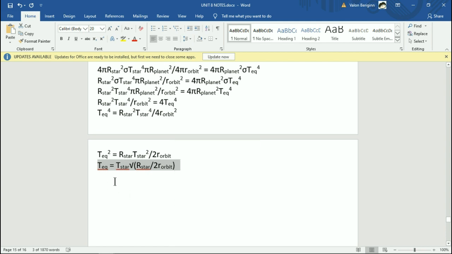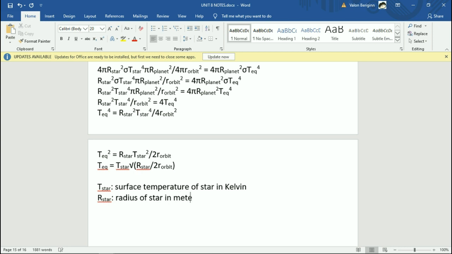That's pretty simple. So what does this say? Let me get through everything. T star is the surface temperature of the star, in Kelvin. R star is the radius of the star in meters. R orbit is the radius of the planet's orbit in meters.